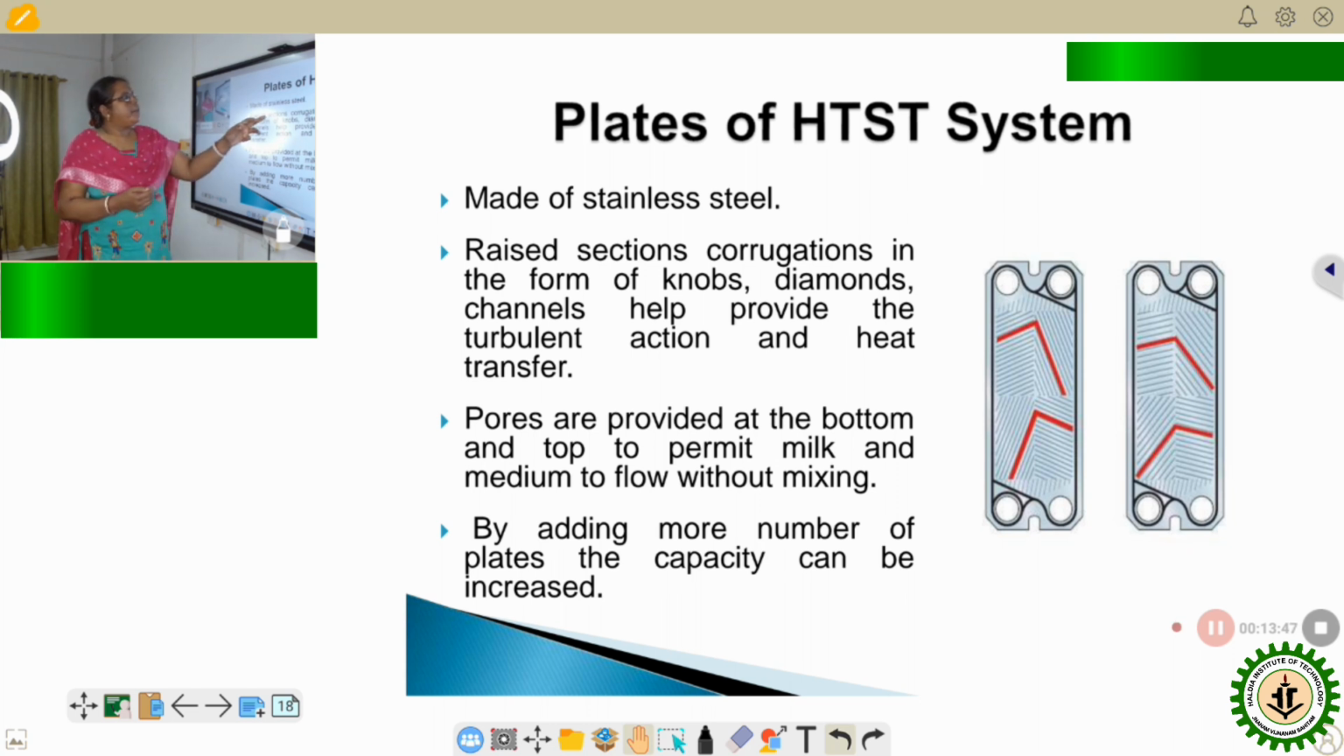You can also find that pores or openings are present both on the top portion as well as the bottom portion of the plates. Through these pores, milk and the heating or cooling media can pass without mixing. The boundary of these pores is marked by a rubber gasket. These gaskets are non-absorbent rubber, and they also provide a gap of 0.3 millimeter, so that the milk can easily flow through these plates.